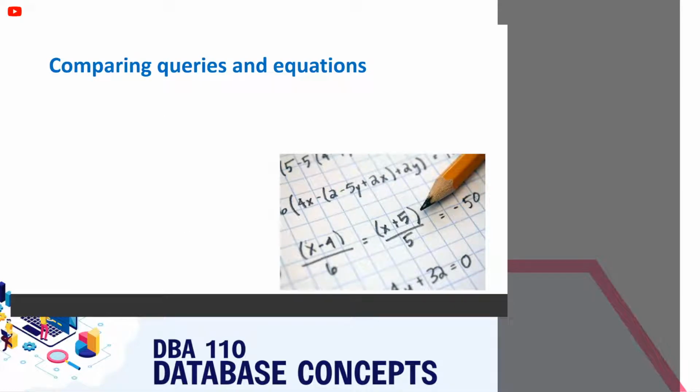Right, so for example, if we were going to compare queries and equations, one of the big things that we could do here is we could say, okay, well, let's think about the Pythagorean theorem. Right, a squared plus b squared equals c squared.